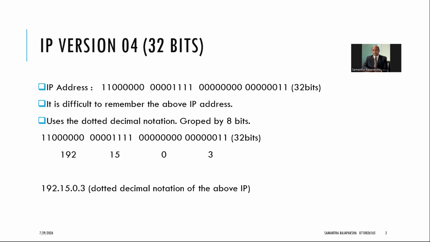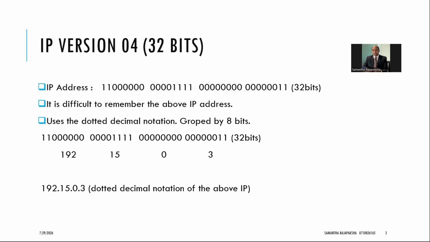In our A-level syllabus, we discuss only IP version 4, the 32-bit IP addresses. We don't discuss IP version 6. Now here you are given an example of an IP address, which normally we represent in binary. You know that it is difficult to represent or remember the 32 bits. As a human, it is very difficult to remember 32 bits.